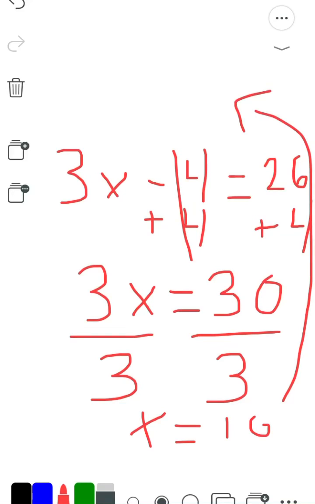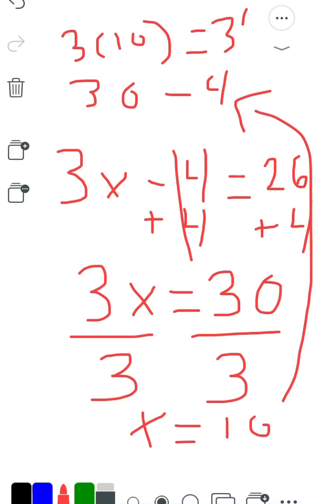So if we want to check our answer, we need to plug what we got into x. So 3 times 10 is 30. I'm sorry if it's a little cramped. So 30 minus 4 then is 26. So we got it right.